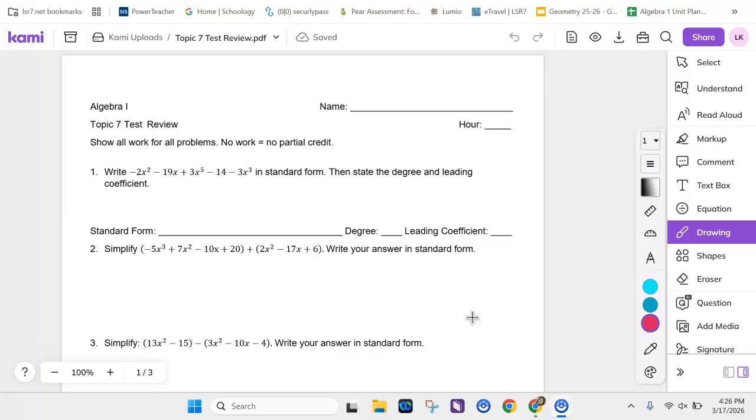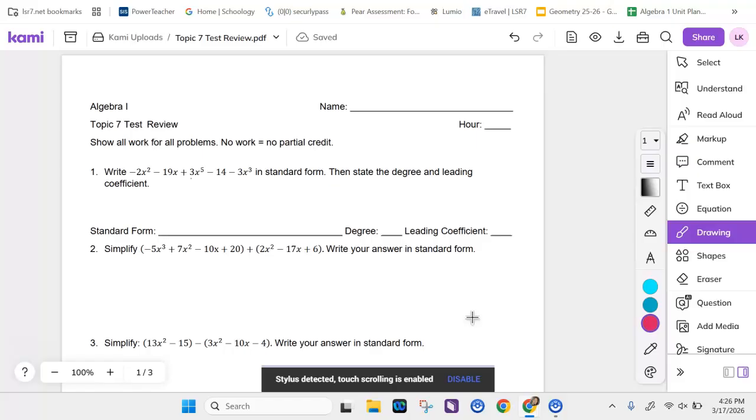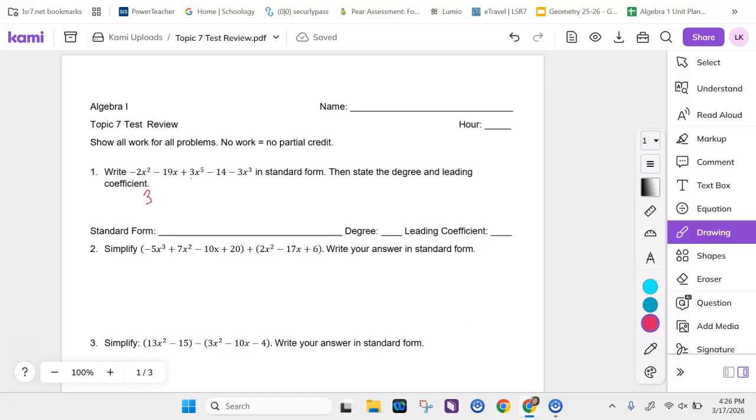The first problem says write negative 2x squared minus 19x plus 35x to the fifth minus 14 minus 3x cubed in standard form, then state the degree and leading coefficient. So remember, standard form just means that the highest exponent goes first.